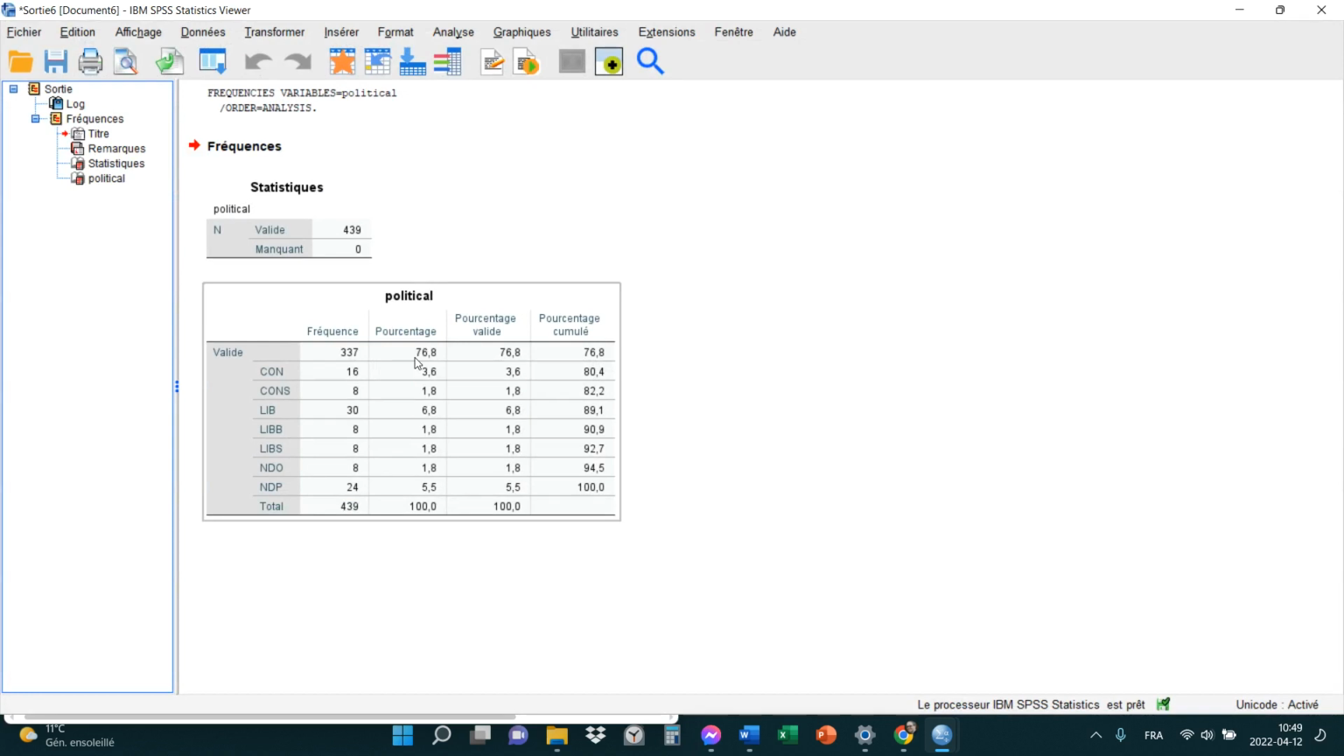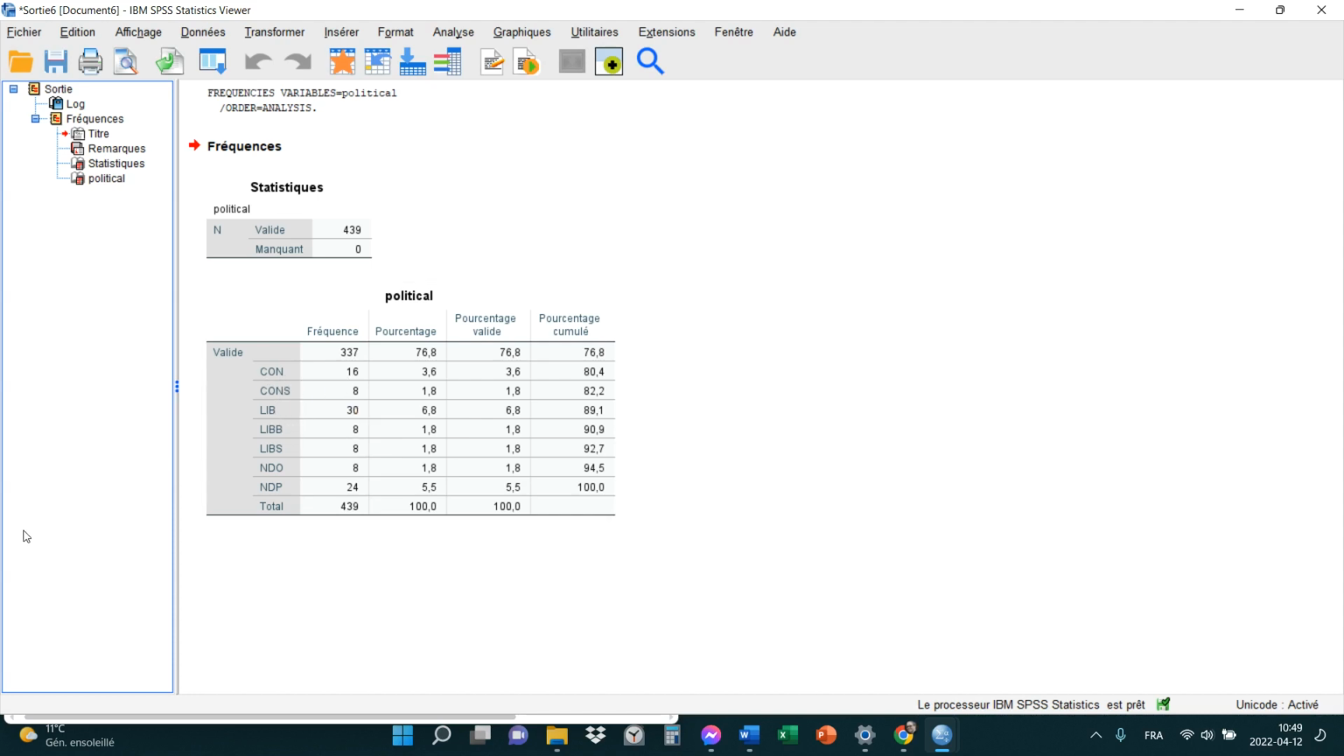Why? Because technically there should be three codes, one for conservative, one for liberal, and one for NDP. What I'm seeing is that il y a des inconsistances importantes. Les conservateurs, il y a 16 données qui ont été rentrées comme CON pour conservateur, puis 8 données qui ont été rentrées comme CONS. All right? That shouldn't be. That should be the same code. This is all conservative, so there's a problem.